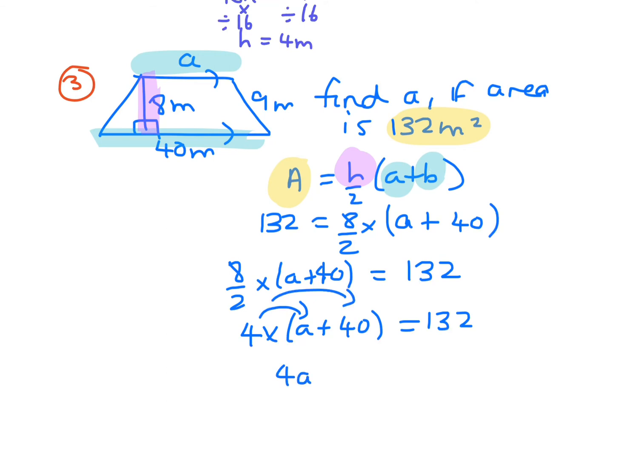You could divide by the 4 at that stage, but I know some of us are probably more comfortable just to expand the brackets. 4 times 40 is 160, so that's 132 minus the 160. So 4a equals, they go out. Whoops. That's not even going to be big enough.